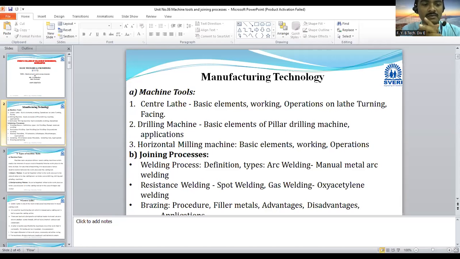Okay. Now as I told, there are two motions: rotary motion and the second is reciprocating motion. Suppose in case of lathe machine there are two motions considered. One is rotary motion for workpiece. Okay, it can be imparted either the workpiece.